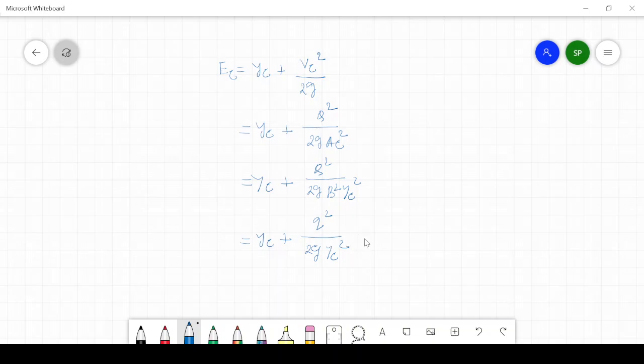Okay. Now from here, YC plus Q square by G by twice YC square. YC plus Q square by G is equal to what? YC cube. Thus we have derived. Clear? YC plus YC by 2.